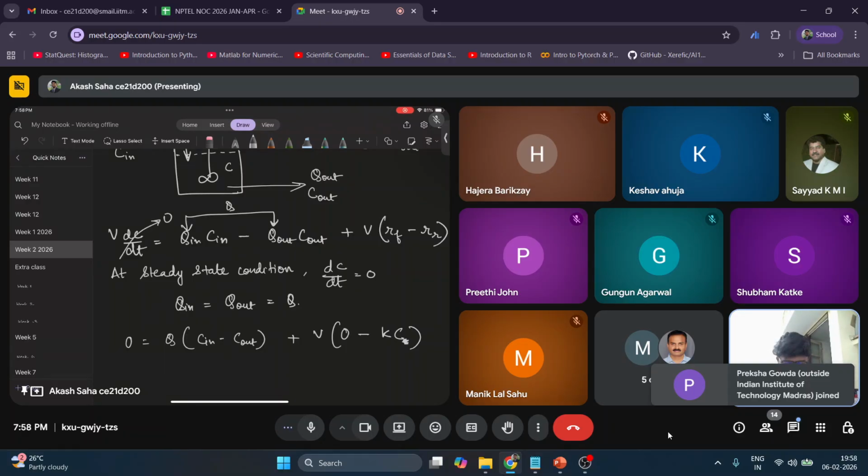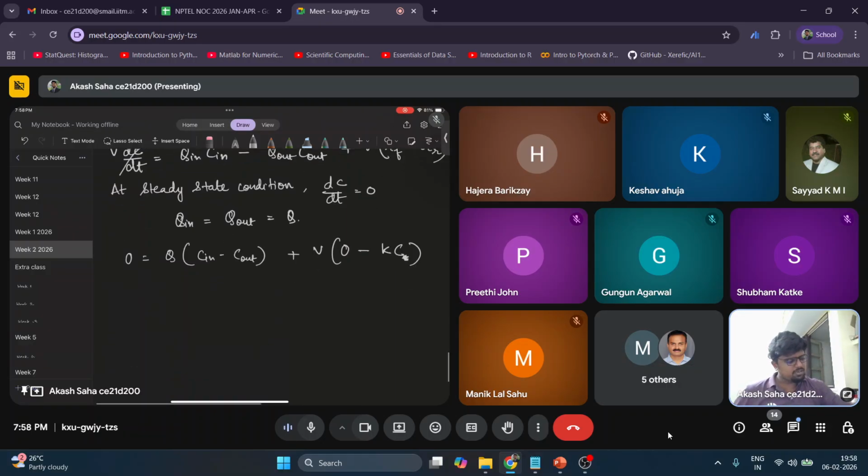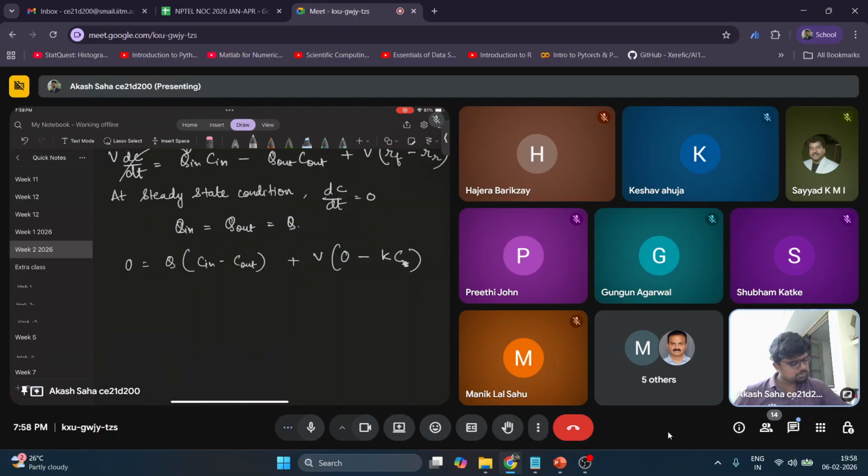Is it okay? Any doubt in this? Okay, so on simplifying, this will be equal to some, like I am writing it as C naught, C in as C naught, C out as C. Okay, and if you just solve it, you will get something like V by Q is equal to C naught minus C by KC.